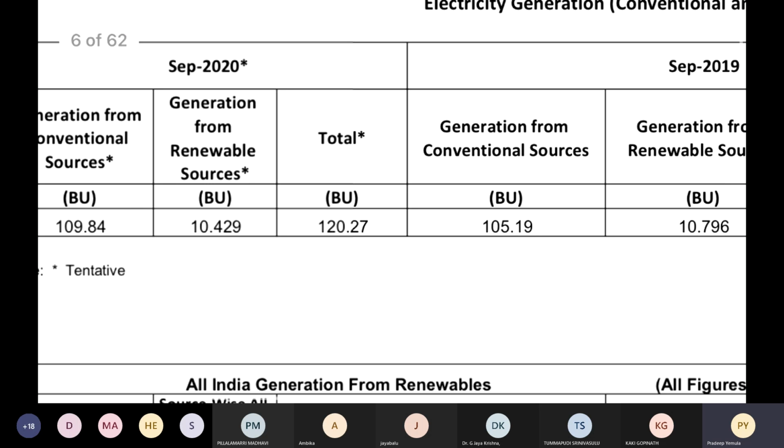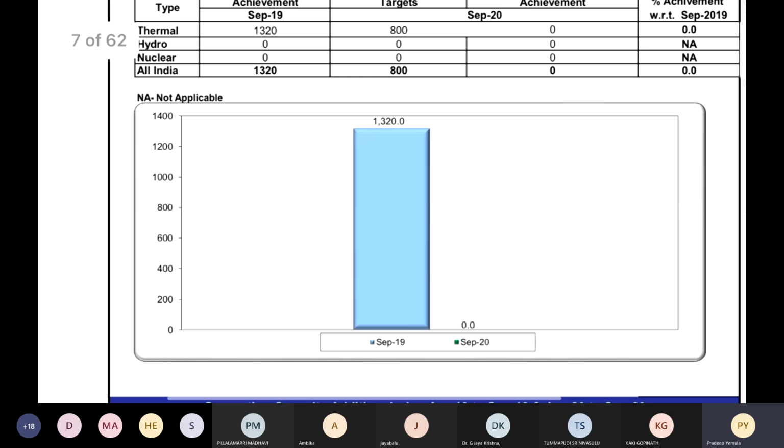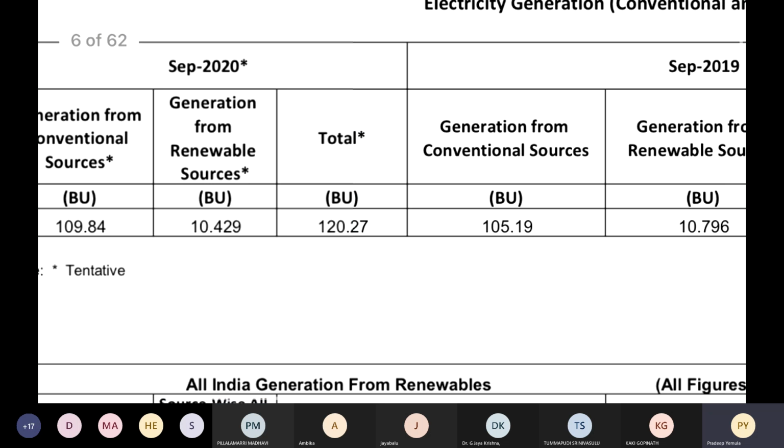So this is generation capacity addition. This year, unfortunately, there is no capacity addition in generation. So again, we continue. Now this is an important and interesting slide. All India installed capacity region wise as on 30 September.